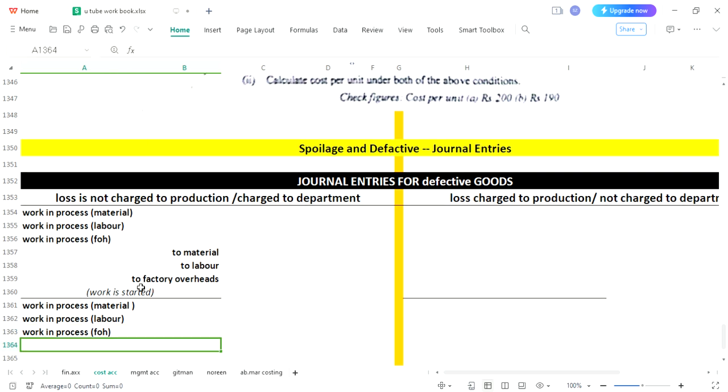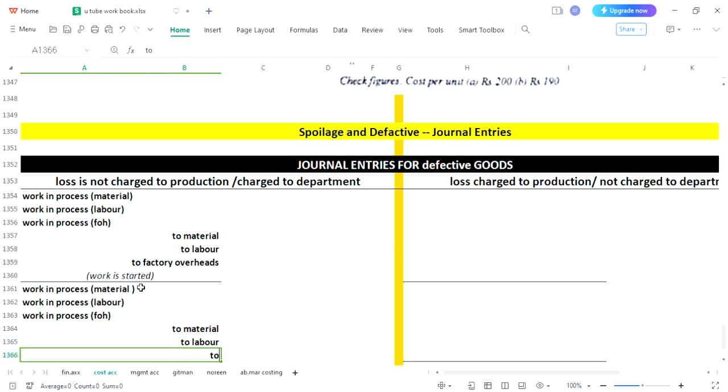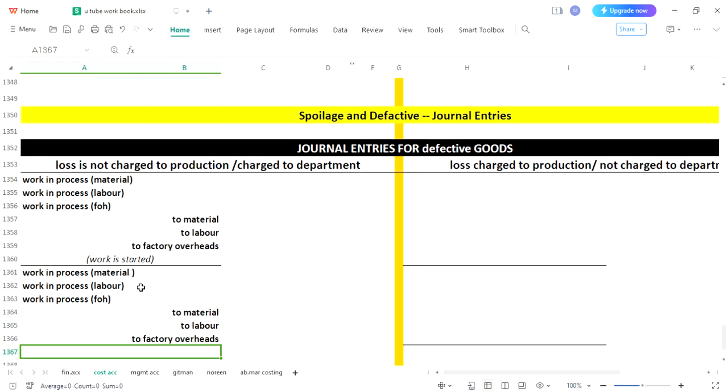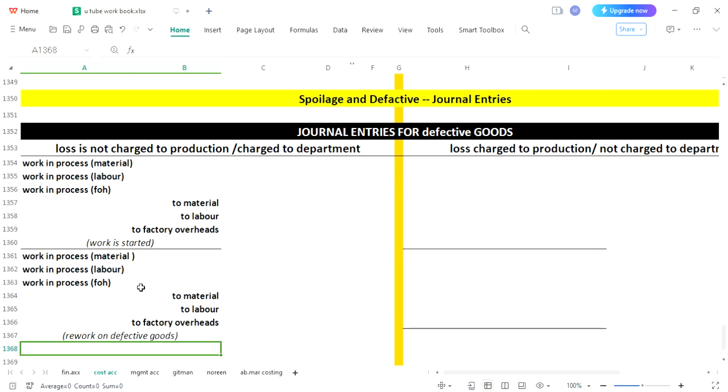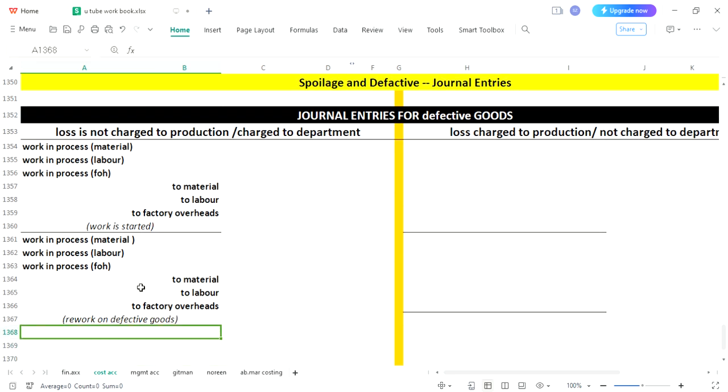Similarly, as in the first entry, your material would be used, your labor would be used, and your factory overheads would be used for rework. This rework would be done on defective goods, with which we can turn these defective goods into usable A pairs, and we will sell them at the same price at which your standardized products are being sold.